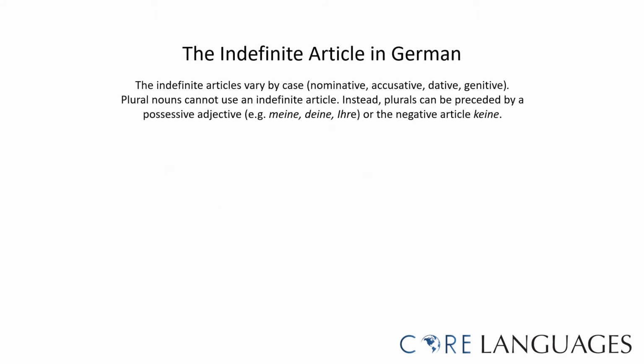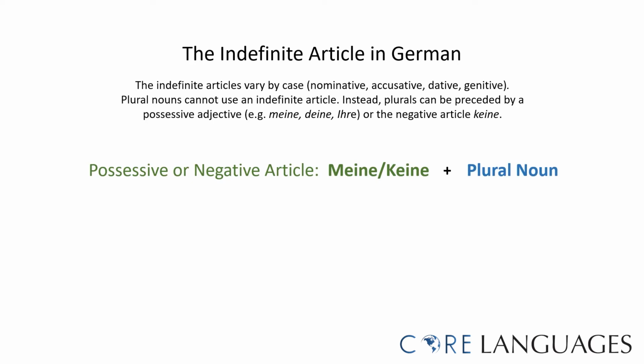Just like definite articles, indefinite articles also vary by case. There are 4 cases in German: the nominative, the accusative, the dative, and the genitive. Plural nouns cannot use an indefinite article. They can, however, be preceded by a possessive adjective, meine, deine, ihre, my, your, or her, or the negative article keine. They are also placed before the noun, meine or keine, and then the plural noun.